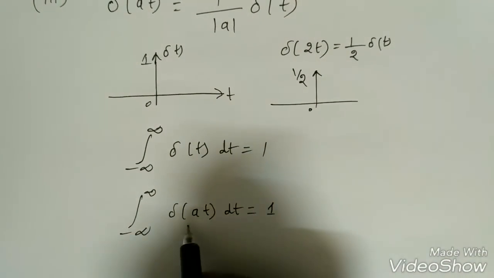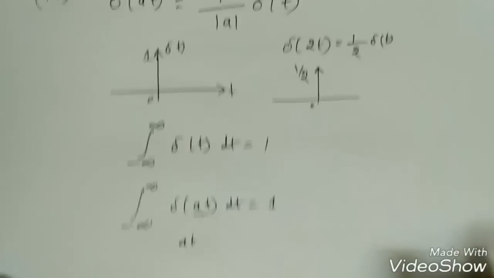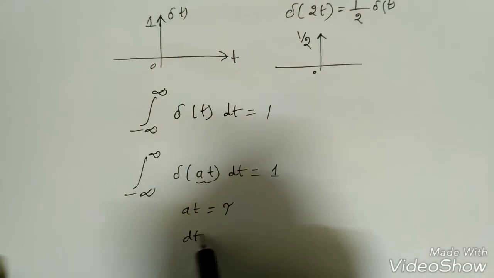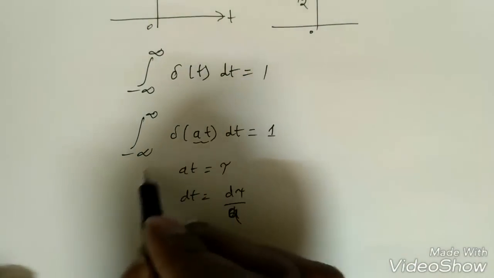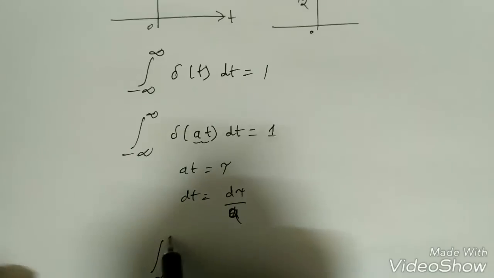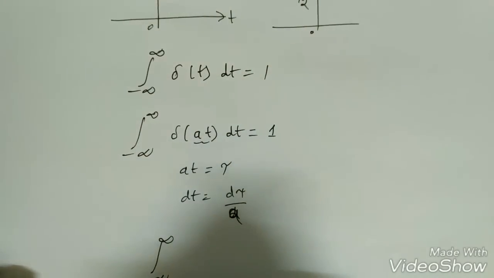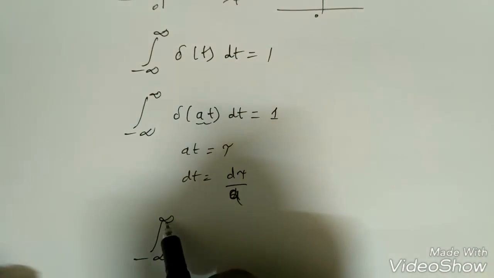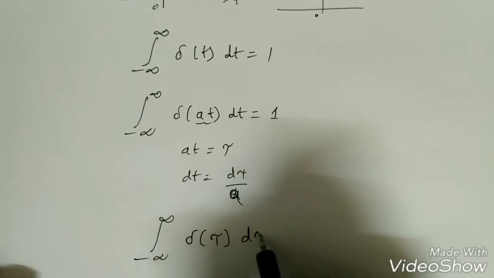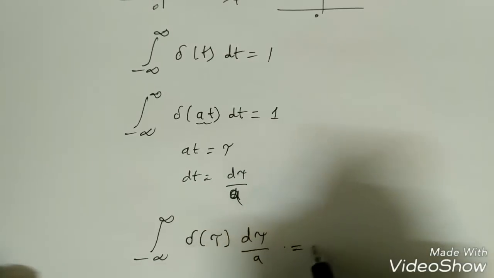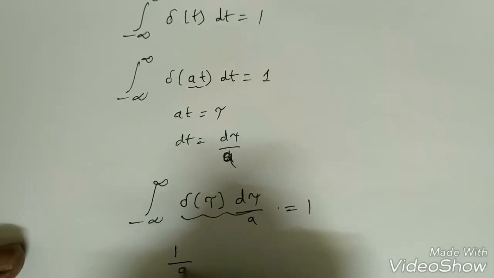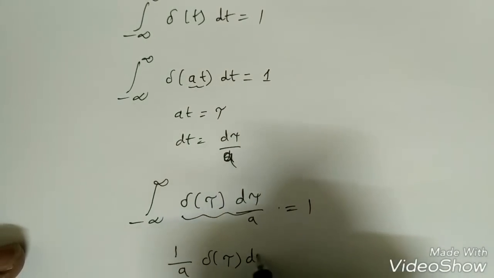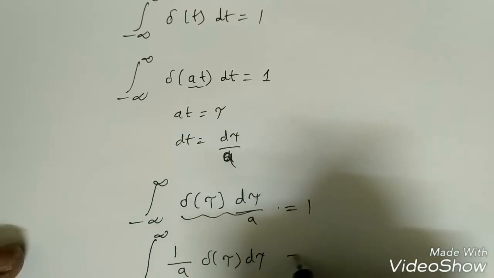So it should not be at; we need to assume at is equal to some tau. What is dt? This is d tau by a. Now from this expression, the limits go from minus infinity to infinity: when t equals minus infinity, tau is also minus infinity, and when t equals infinity, tau is also infinity, into delta of tau d tau by a, which is equal to 1. Now if we compare this and this, I can take it like this: 1 by a delta tau d tau, integral from minus infinity to infinity, is equal to 1.